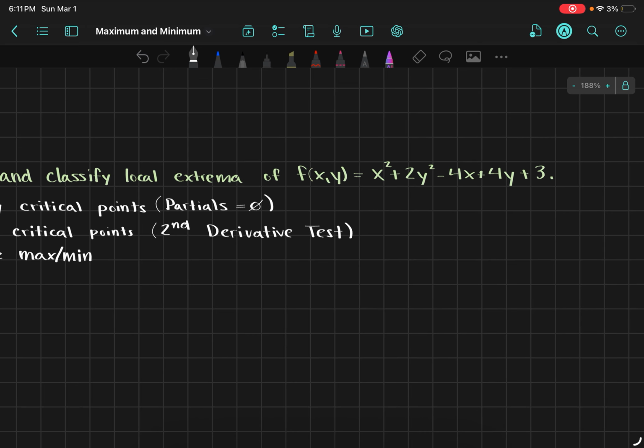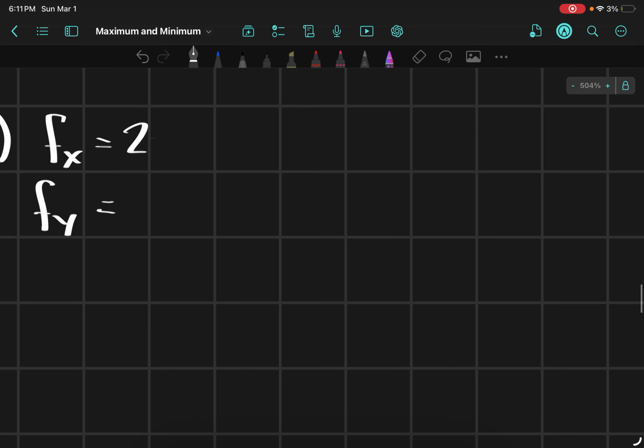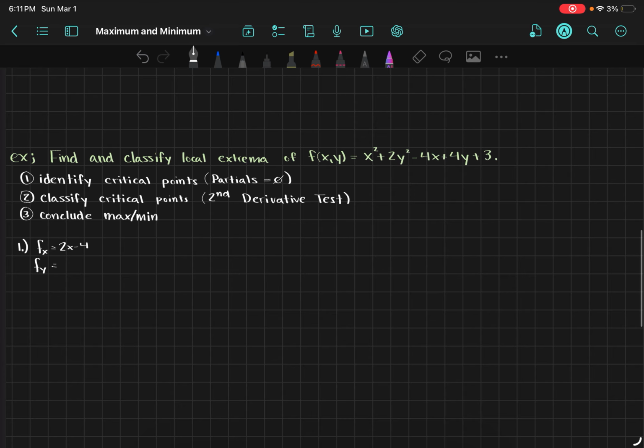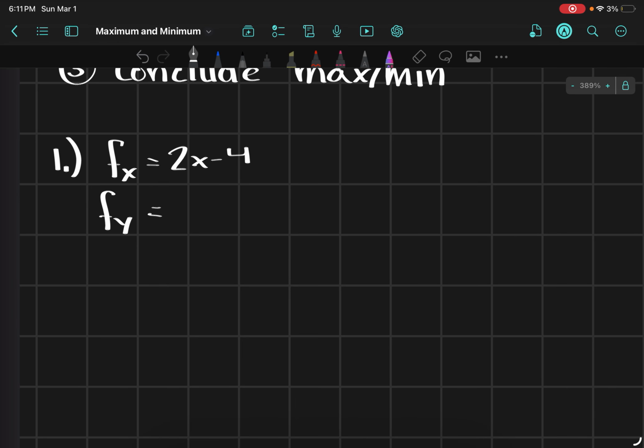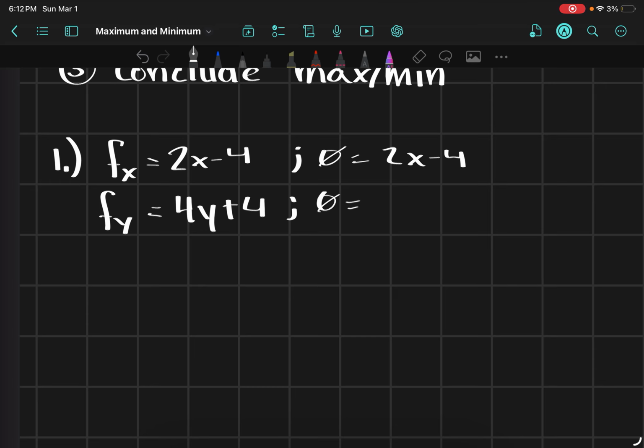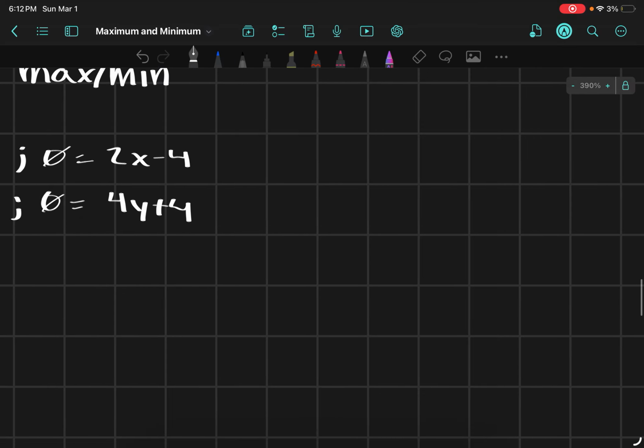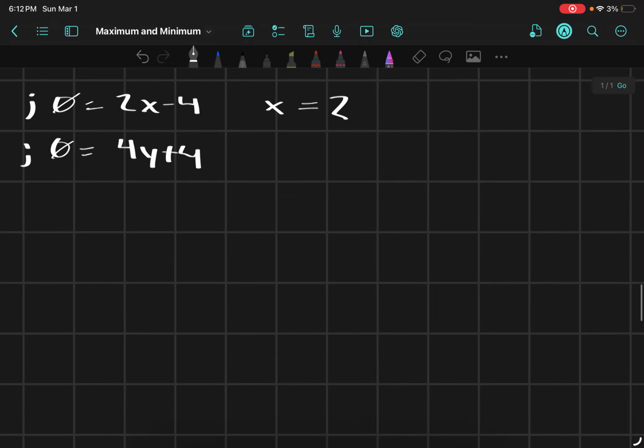Partial in x is going to be 2x minus 4. Partial in y is going to be 4y plus 4. Set these both equal to 0: 2x minus 4 equals 0, and 0 equals 4y plus 4. So 2x equals 4, divided by 2, x equals 2. And then 4y is equal to negative 4, divided by 4, y is equal to negative 1. Well, this is pretty nice. We only have one critical point here, at the point (2, negative 1).